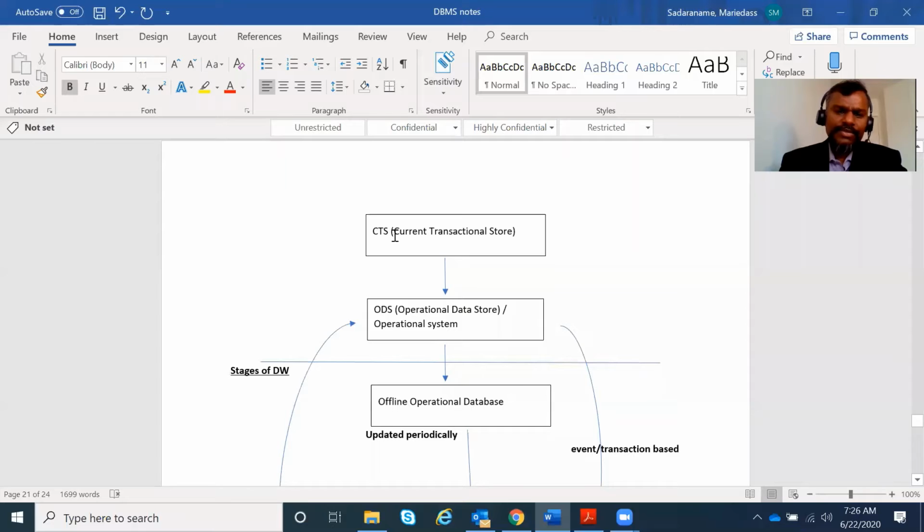CTS stands for, I'm using the term, current transactional store, meaning it's a database that stores all my data. Today, let's go with a banking or a retail application. Let's take the example of BigBazaar. CTS basically stands for current transactional store. It stores all the transactions that I do today. So any customer walks into the bank, walks into the store, buys a product, there is a transaction that happens, and they capture the data. So there is a person.